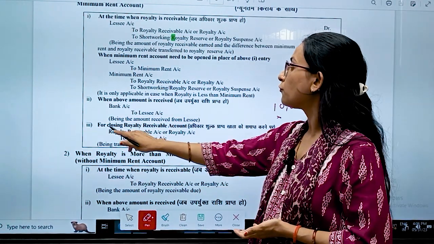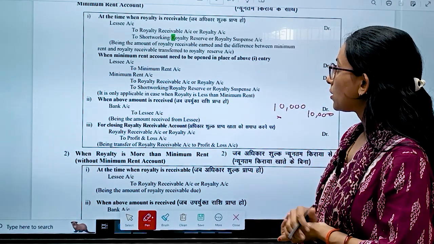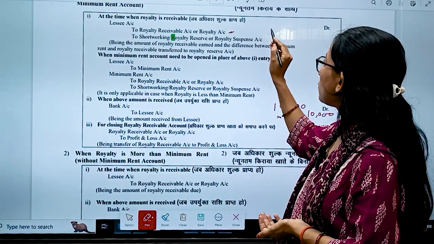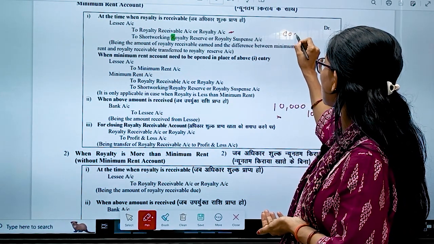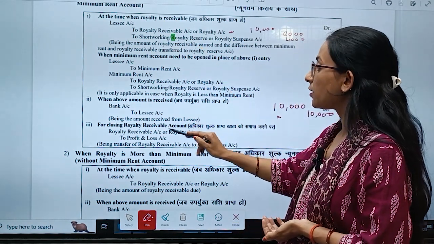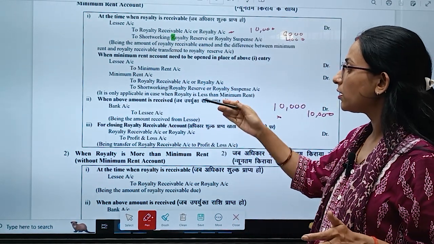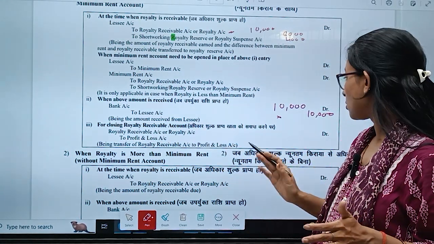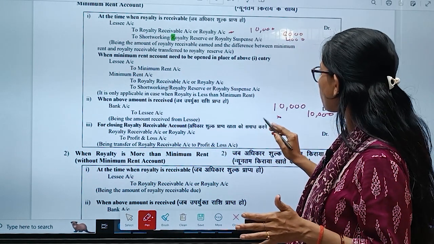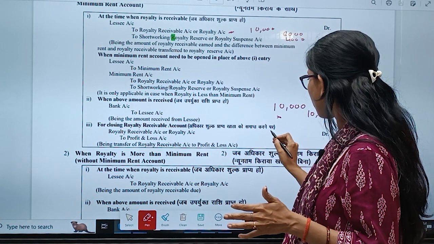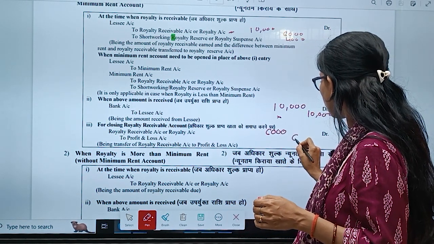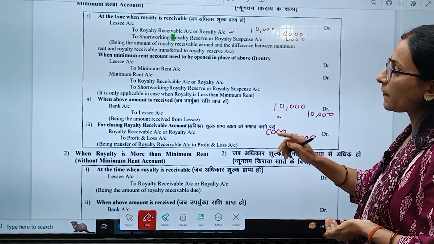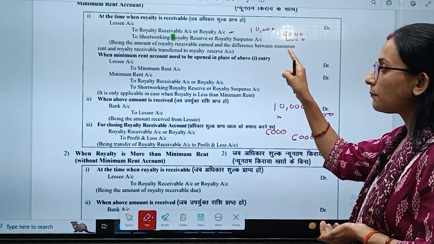Then for closing the royalty receivable account, this royalty amount he will transfer to the P&L. Here the royalty receivable amount was 6,000. So at the end of the year it will be closed. Closed means we will transfer that amount to the profit and loss account. So these three entries will be passed when the royalty is less than minimum rent.